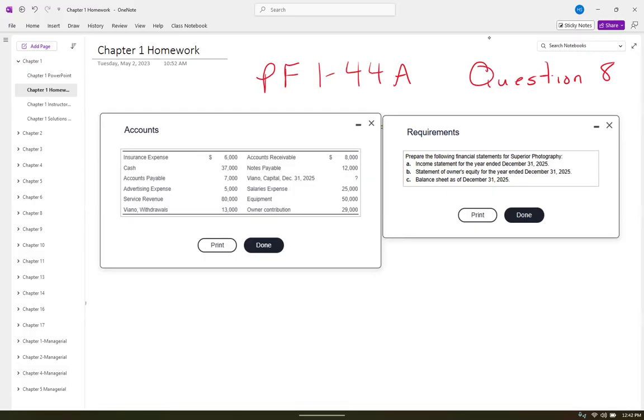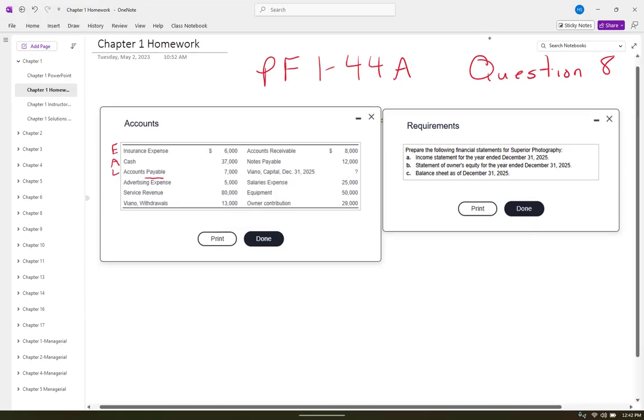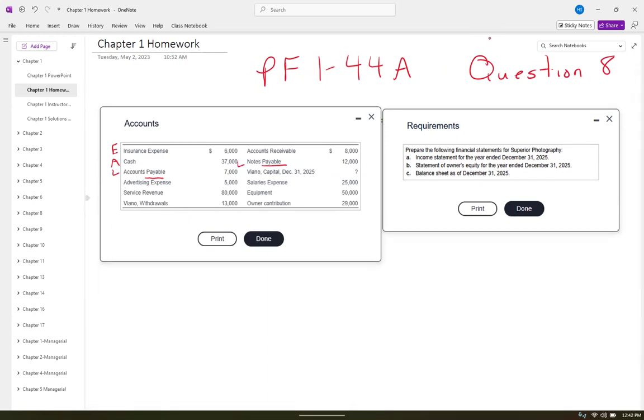Okay. So insurance expense, that is an expense. Cash, that's an asset. Accounts payable. Remember, anything with payable at the end will always be a liability. Sometimes I just save time and run over here, find everything that's got payable in it, and go ahead and mark that. Advertising expense is an expense as well. Service revenue, it's a revenue. And then we have withdrawals, which is going to be on the statement of owner's equity. Accounts receivable is an asset.